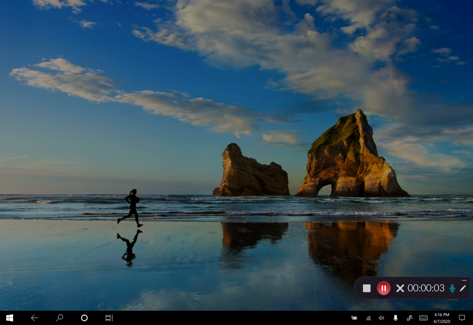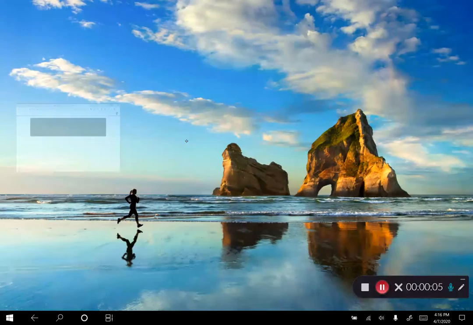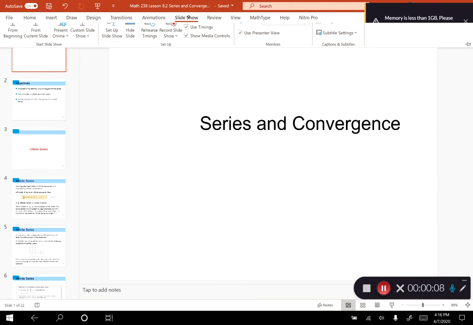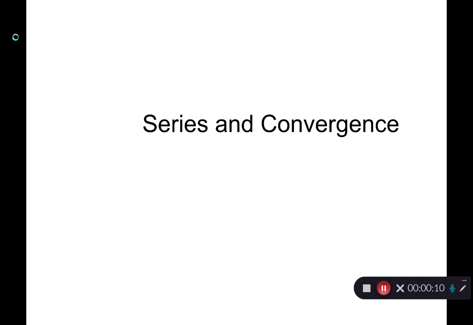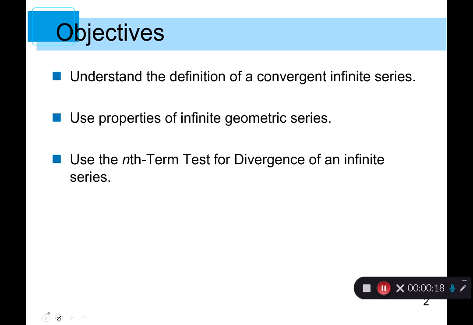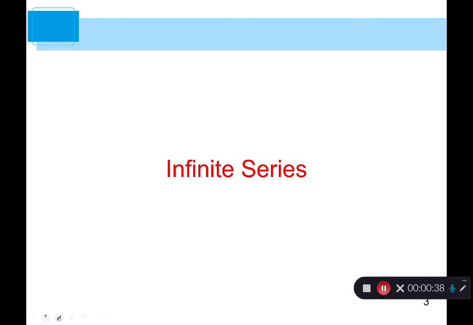All right, today we're going to talk about series and convergence. So being that this is our first discussion on the subject, we're going to talk about some of the basics and work our way forward. We're going to start to understand the idea of a convergent infinite series. We'll talk a little bit about geometric series and what makes it convergent or divergent, as well as the nth-term test for divergence, which is typically the first test we use for an infinite series, the first test I use.